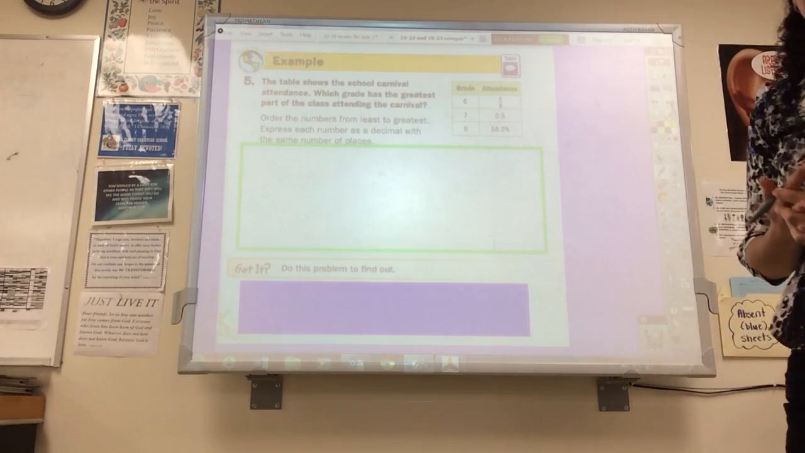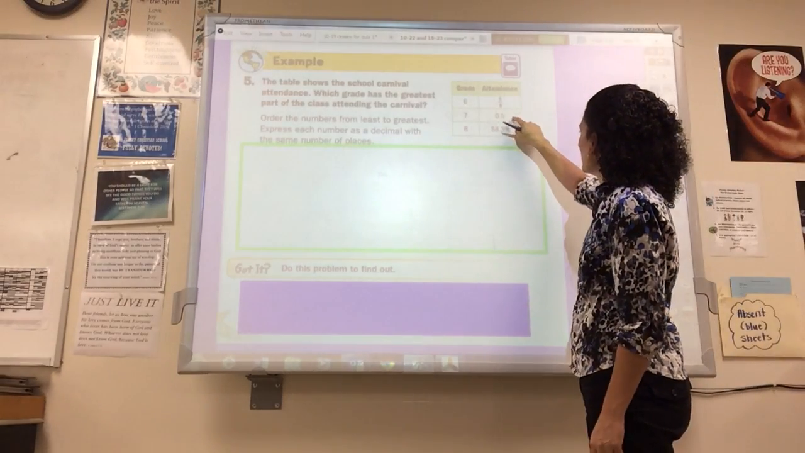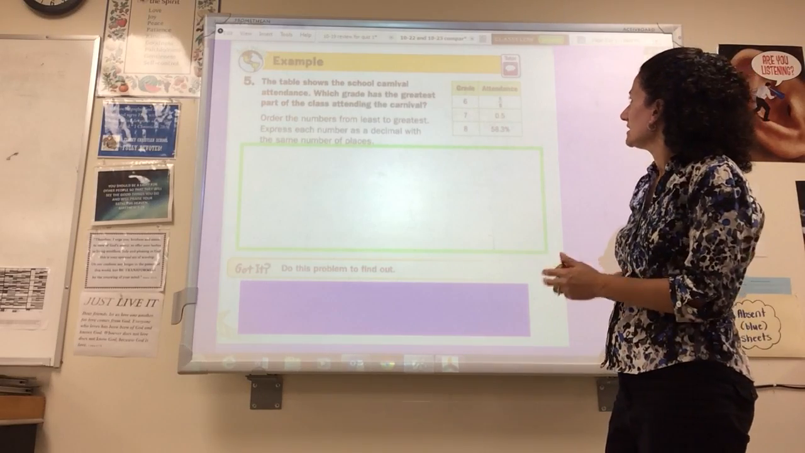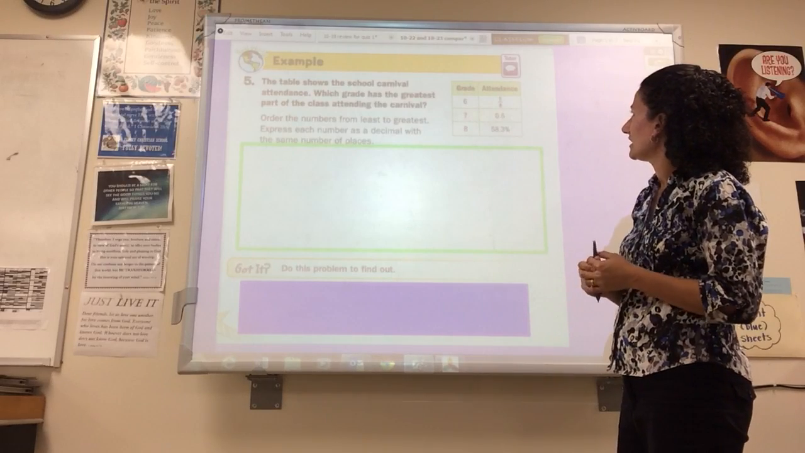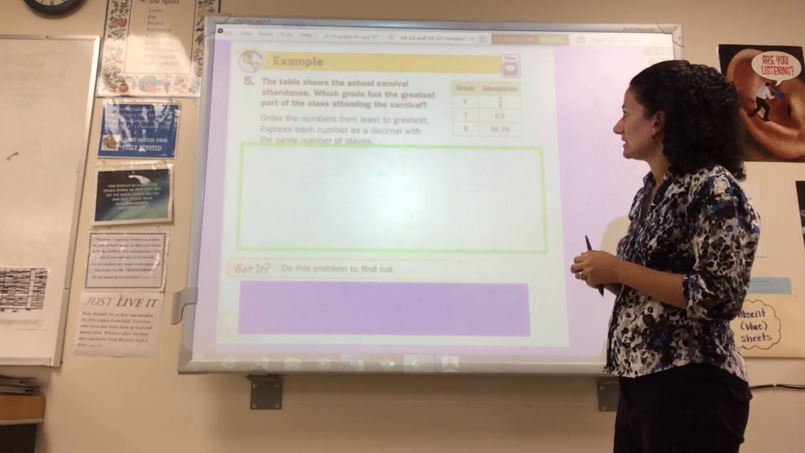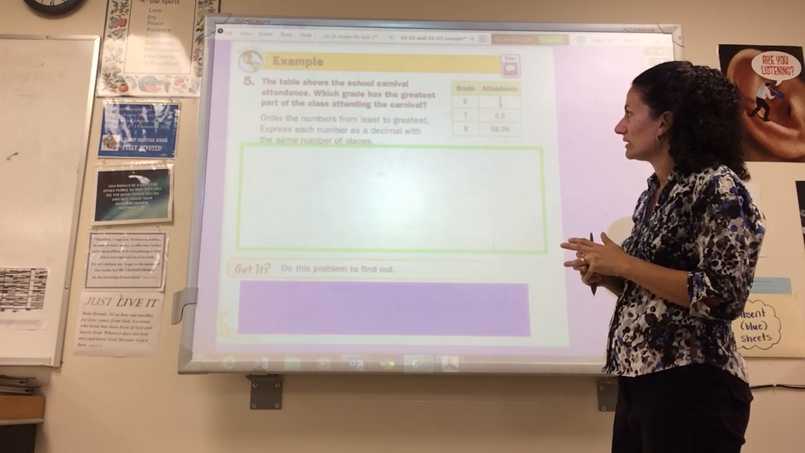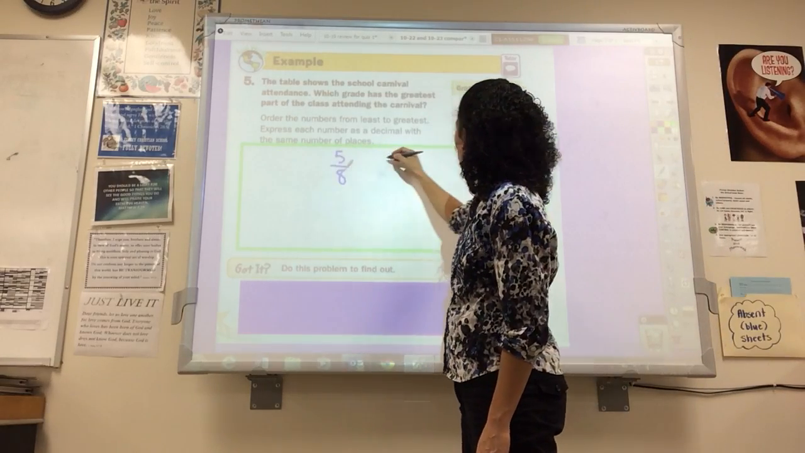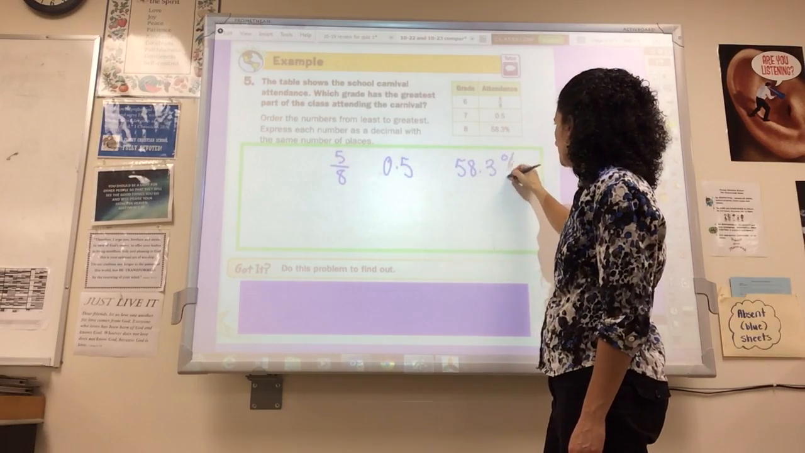In this example, we're going to be comparing 3 different numbers. We have a fraction, a decimal, and a percent. Let's take a look. It was school carnival attendance. 6th grade had 5/8 of the kids attending. 7th grade has 0.5 of the kids attending. And 8th grade has 58.3% of the kids attending. So it says here to try to figure out which grade has the greatest by ordering the numbers from least to greatest. So let's write these out here. We got 5/8, 0.5, and 58.3%.